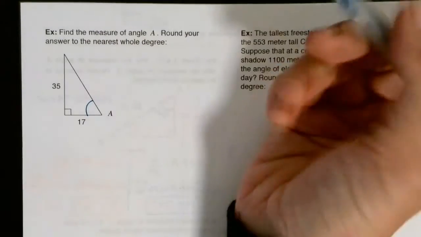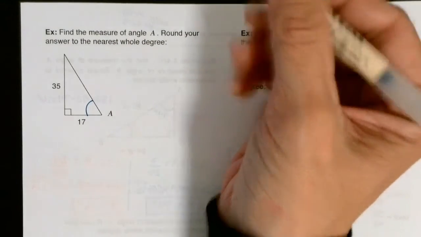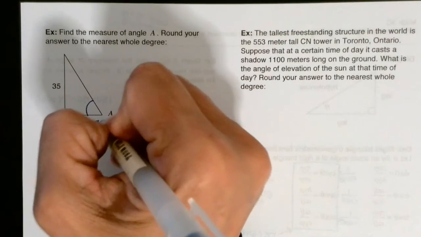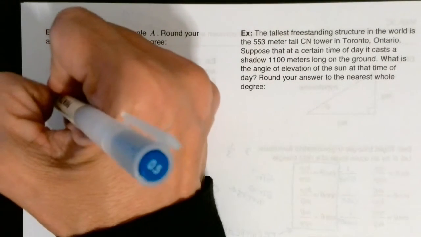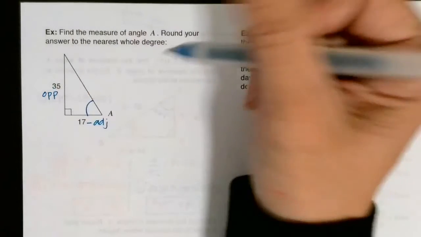Alrighty, so now we're on the back side. Find the measure of angle A. Round to the nearest whole degree. Great. We're just getting all kinds of practice. This is adjacent. This is opposite. I don't know the third side, but for what I'm doing, I don't need to know the third side.